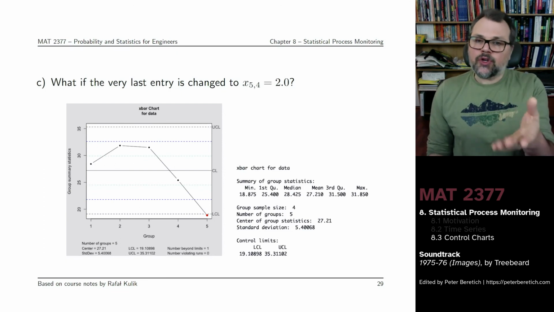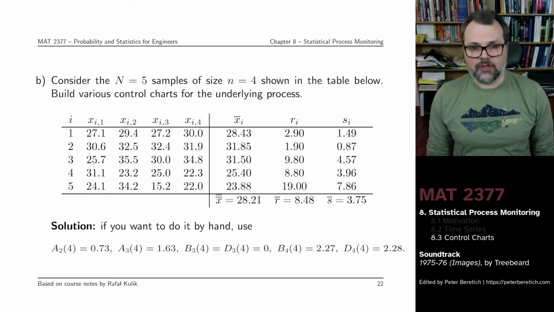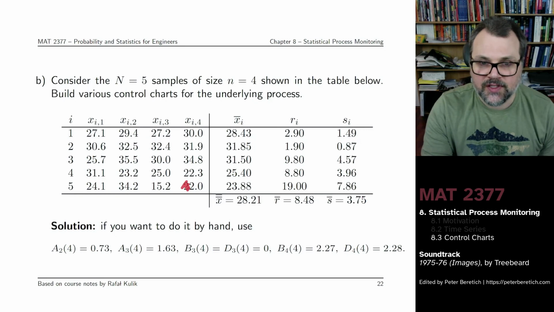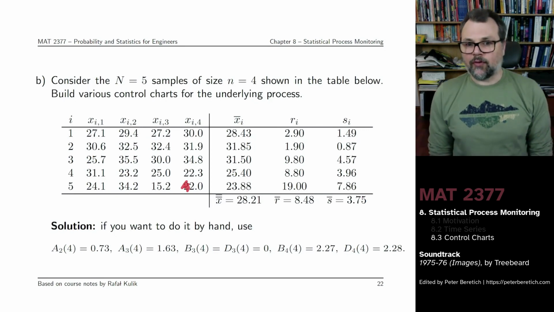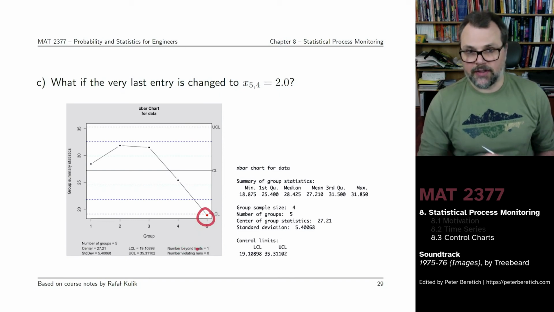In fact, if you were to change one of the entries in the table, the entry in the 4th column of the 5th row, so this one here, instead of 22.0, perhaps you mistakenly entered it as 2.0. You would actually get flagged as having a sample mean that is beyond the limits.